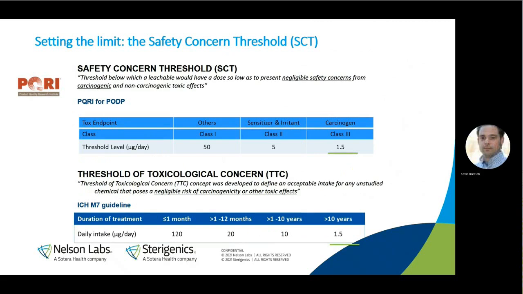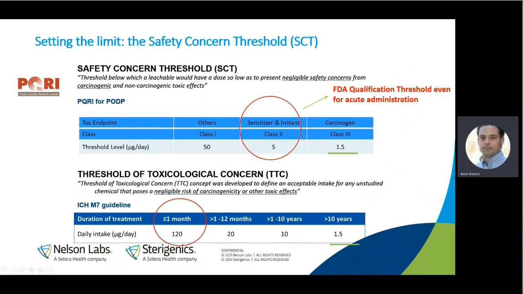As you will see, it is being used by the PQRI as well as the ICH M7 guideline. So if you have a mutagenic carcinogen, it's a class 3, it has to be controlled at 1.5 micrograms a day. ICH M7, which is designed to evaluate the mutagenic potential of impurities, how you should assess that. Also, for lifetime, they have the same value up until 1.5 micrograms a day. There's a negligible risk for carcinogenicity.